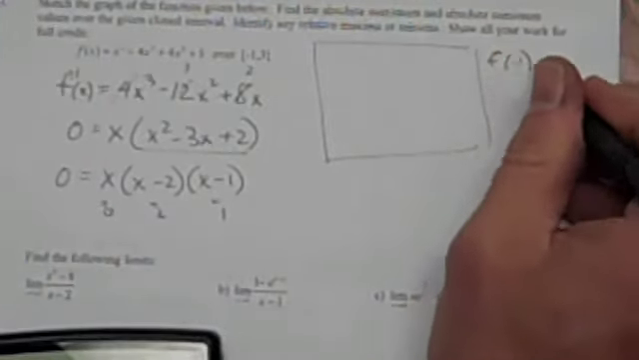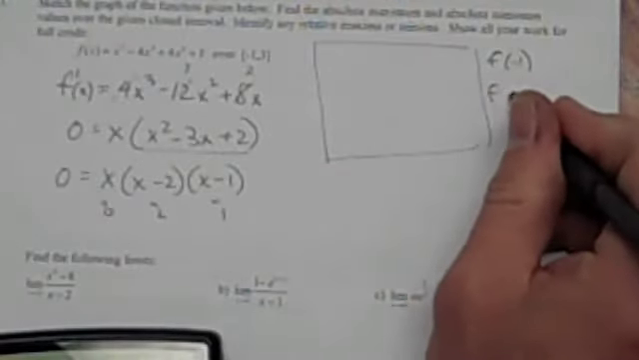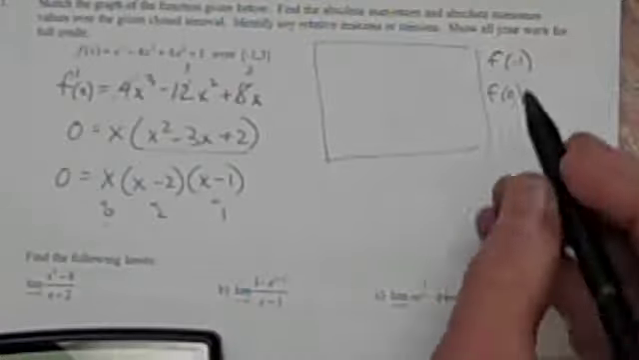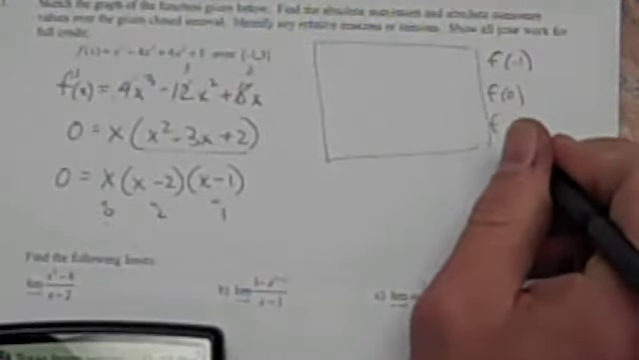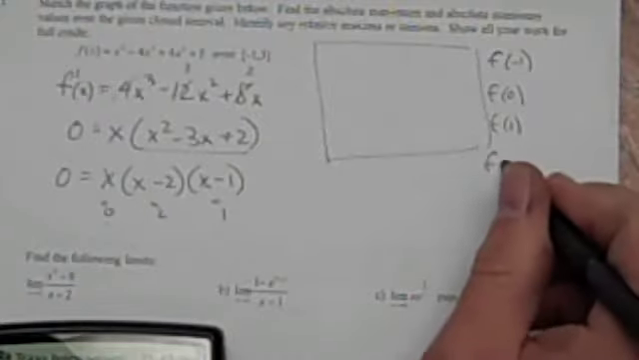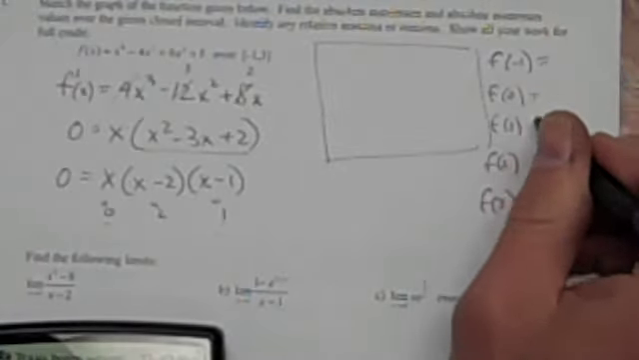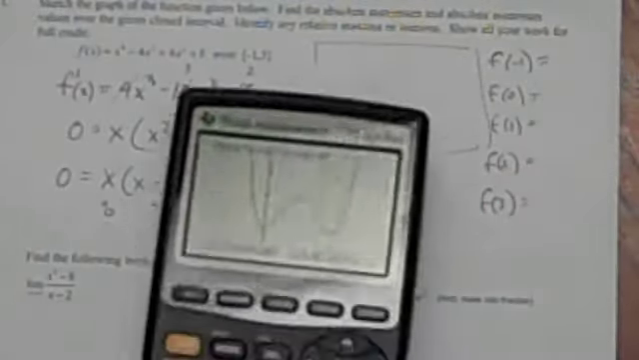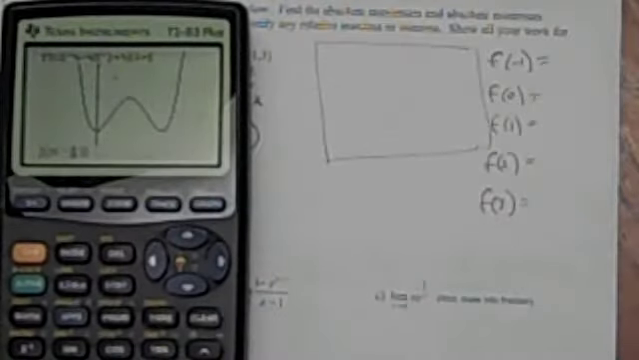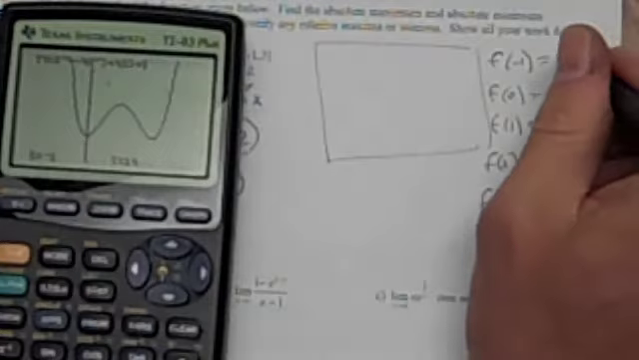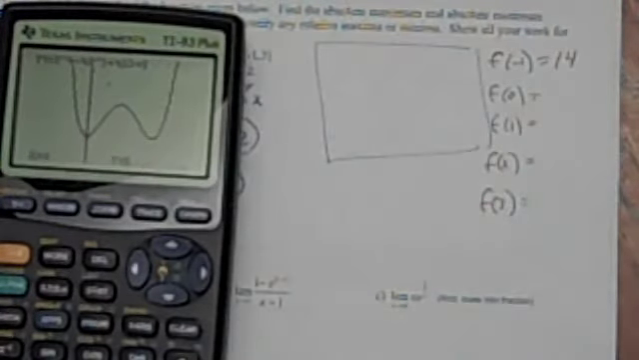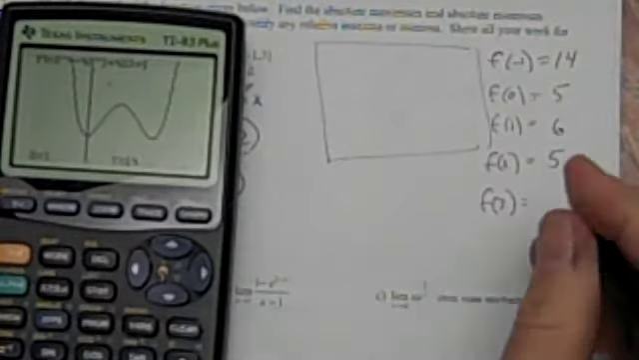So I'm going to put in f of -1 for the first endpoint, f of 0 for my critical point there, f of 1 for my next critical point, f of 2 for my third critical point, and then finally f of 3. Okay, and I'm going to see where my absolute max and mins are. So -1, enter, I get positive 14. When I plug in 0, hit enter, I get 5. When I plug in 1, I get 6. 2, I get 5 again, and 3, I get 14.